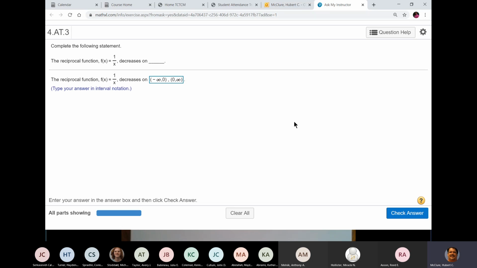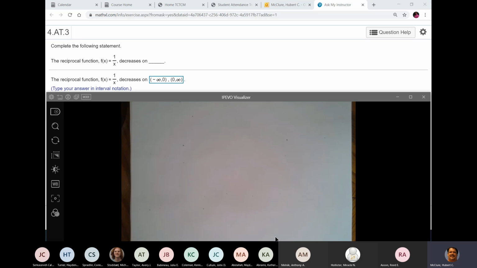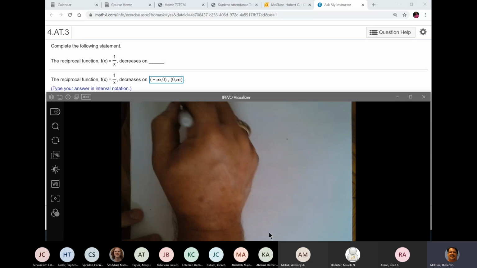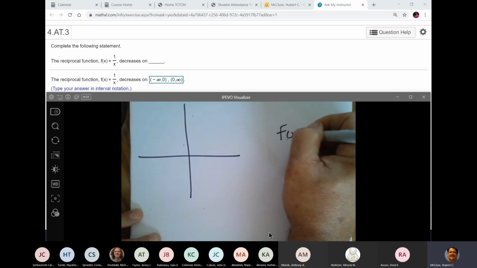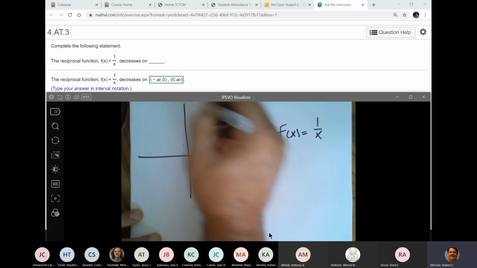Well, I'm looking at it. The reciprocal function, f of x is equal to 1 over x, decreases on, well, I'm just going to draw it. That's where a parent graph comes in. This is why you got to know your parent graphs. F of x is equal to 1 over x. That's half a volcano.